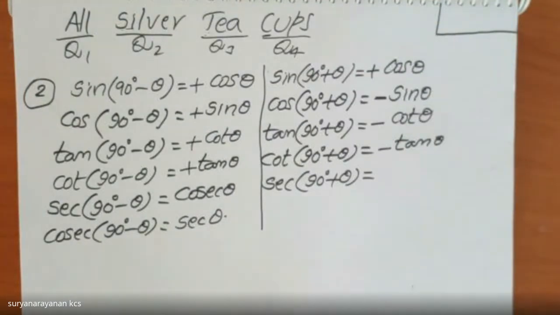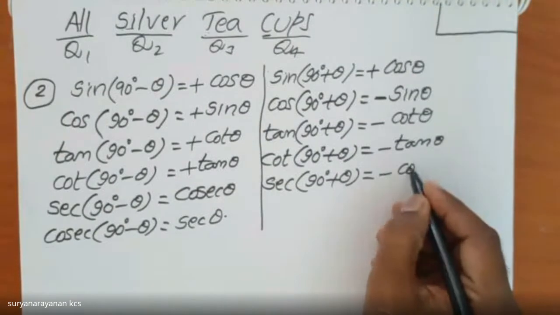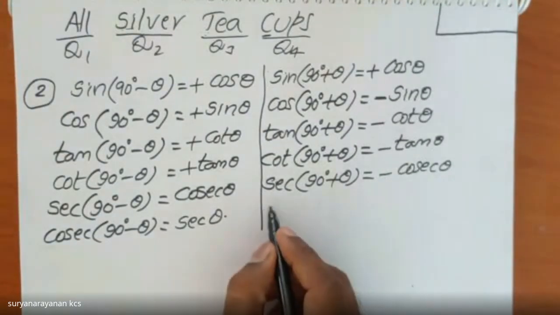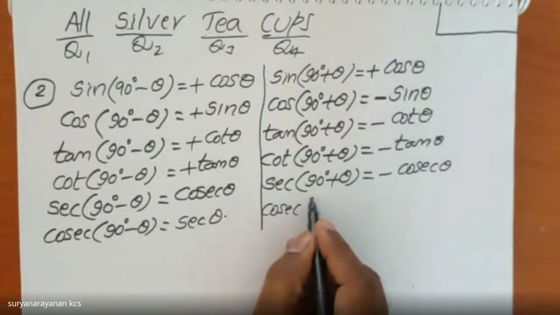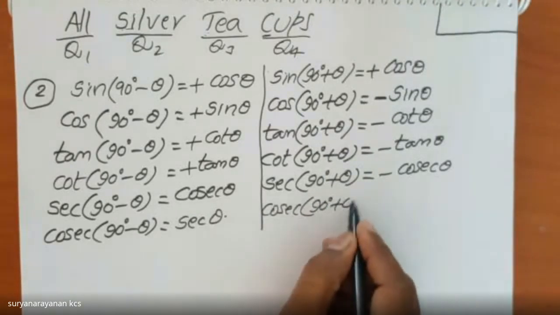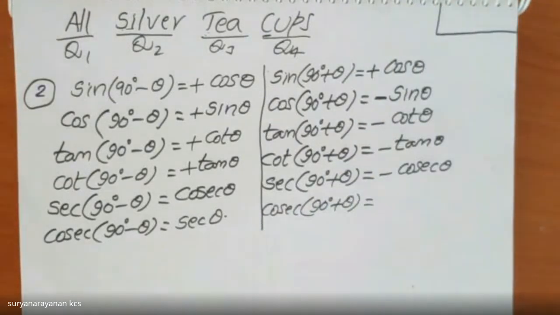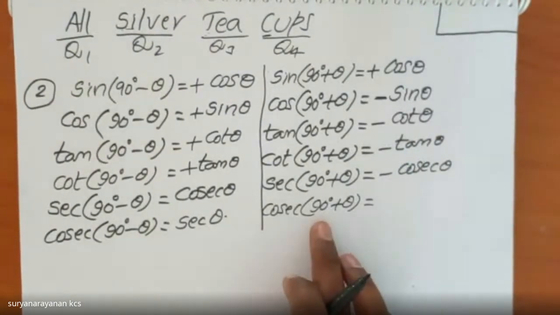Yes, minus cosecant theta. Very good. Minus cosecant theta. Now, cosecant of 90 degrees plus theta. Tell me, my dear Nikhil, cosecant 90 degrees plus theta.